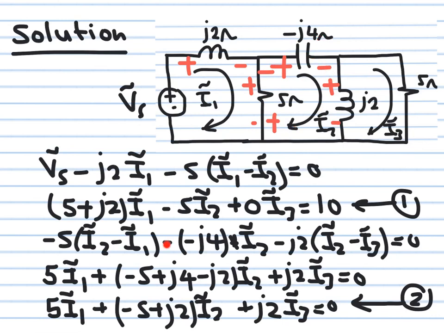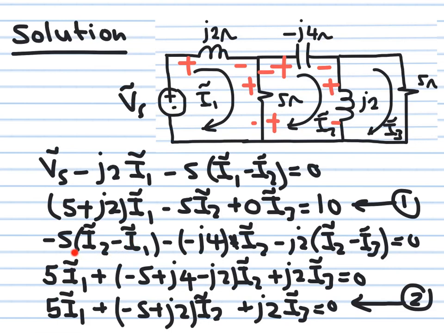So it is minus j4 I2. Now we go to the third drop. This drop here is j2 multiplying I2 minus I3. But it's a negative drop, so it's going to be written as minus j2 (I2 minus I3) is equal to 0. What remains is to collect similar coefficients.